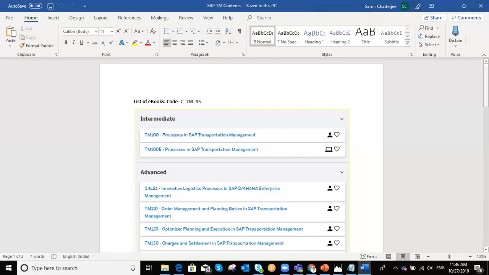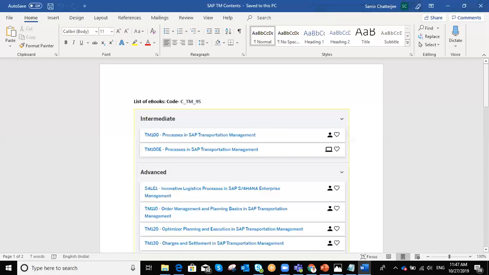There are n number of ebooks, and for most of the ebooks, we have got the corresponding workbook. One is the ebook, other is the workbook. So today I will discuss these topics, and probably next class I shall provide the ebooks. So these are the ebooks that are available.